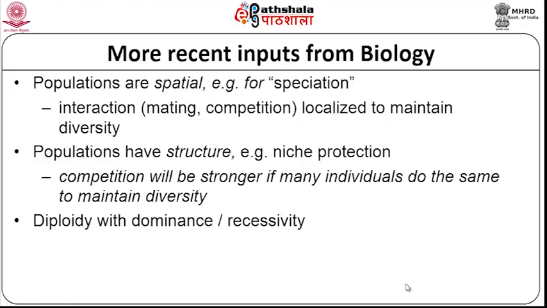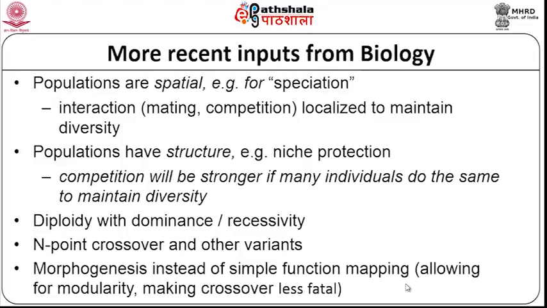And diploidy with dominance or recessivity. Endpoint crossover and other variants have also been considered. Initially we have only very few crossover points, we will come to that later. And morphogenes instead of simple function mapping, allowing for modularity, making crossover less fatal and so on. So, these are some of the major new inputs that have come in from biology for genetic algorithms. Use of these has just started coming out.